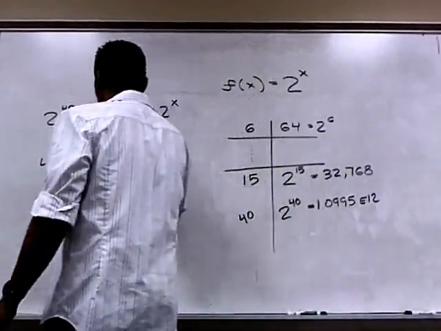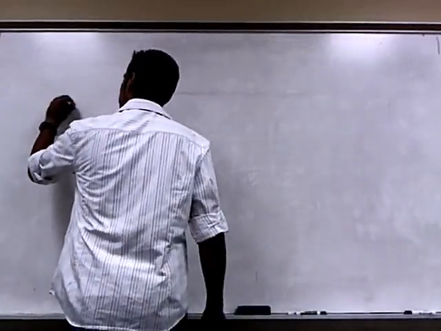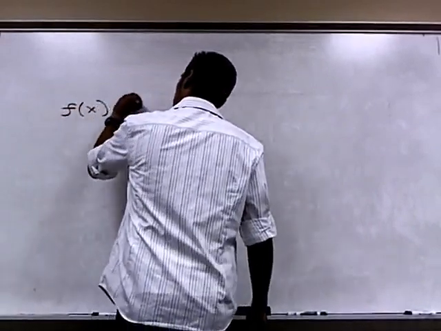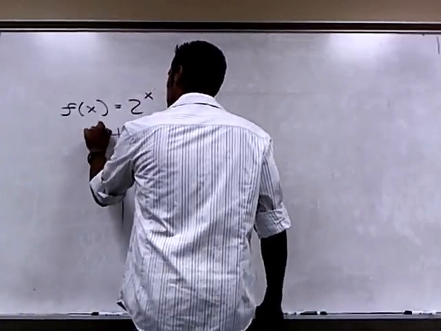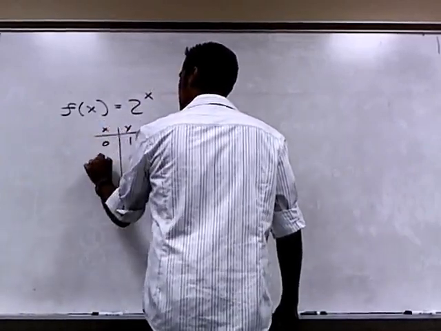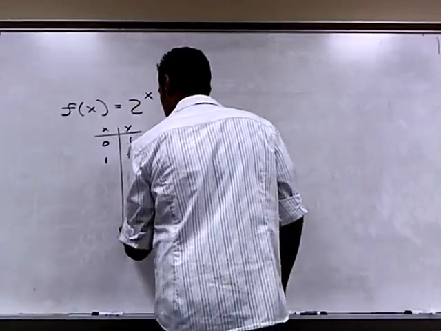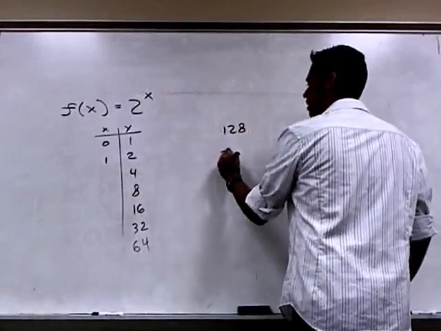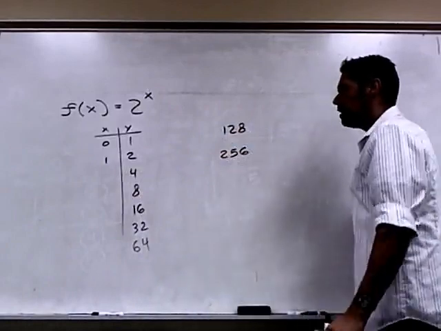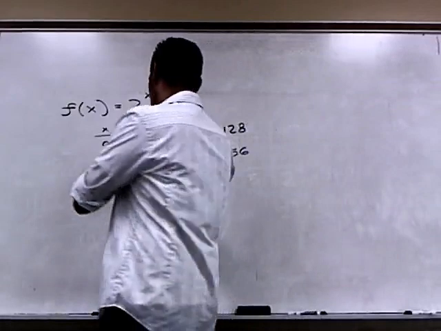Now, while we're on this topic of using this function, f of x is 2 to the x, I want us to look at that table again that we had. It was x and y, it was 0, it was 1, it was 1, it was 2, then it was 4, then it was 8, then it was 16, then it was 32, then it was 64, then it was 128, then it was what? 256. Anybody recognize those numbers? Anybody recognize these numbers on the right side here?